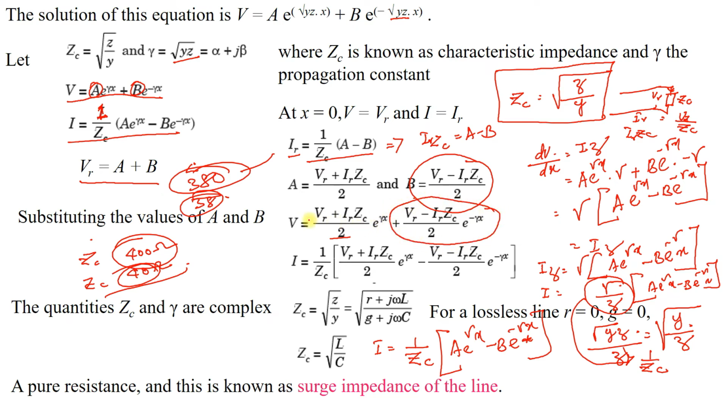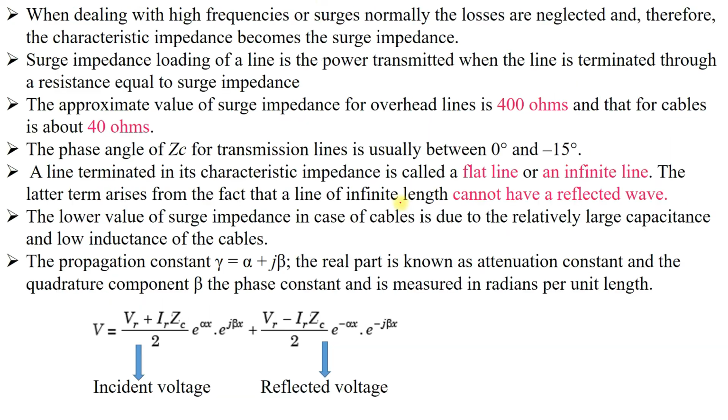And if you compare the two terms of the voltage expression, here you have this component which has e raised to minus gamma x, which can be considered as a reflected component. When the transmission line is terminated with its characteristic impedance, this negative e raised to minus gamma x term will not be there. That means the voltage will not have any reflected component.